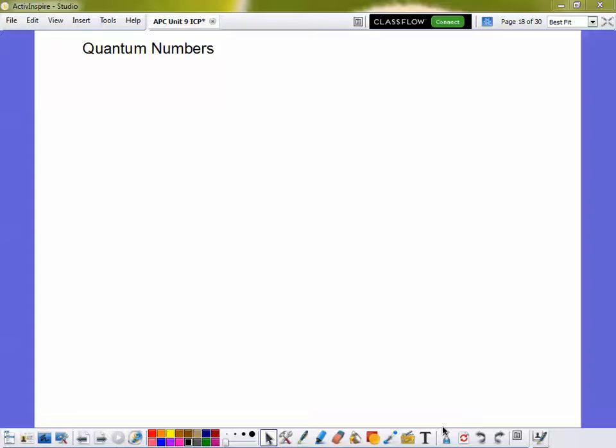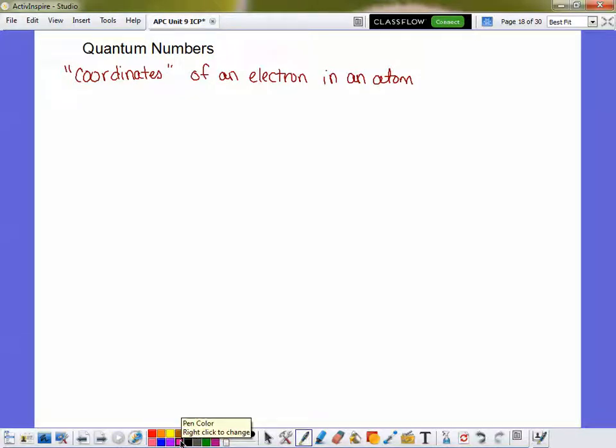All right, so quantum numbers. Quantum numbers are the definition, like think of them as being like the coordinates of an electron in an atom. So it's just another way to describe an electron's position in an atom. Let me talk first about what the different quantum numbers are, define them, and give some examples, and then we'll do a couple practice problems. Okay?